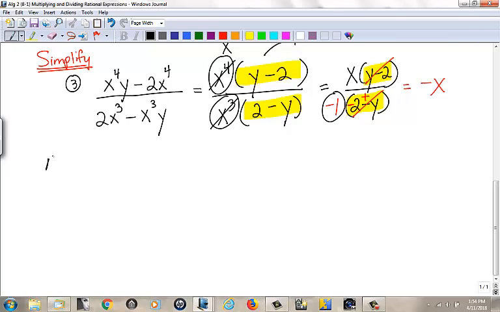Okay, then we're getting into the actual, that's how you simplify. Now let's look at multiply and divide. So this one is multiply and simplify. Multiply and simplify first, then we'll divide.